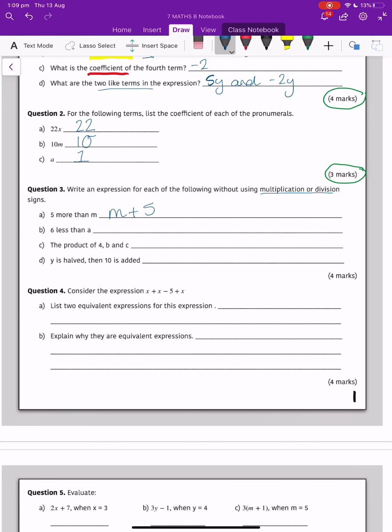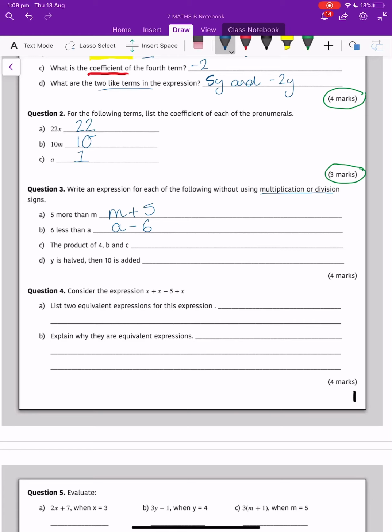6 less than a. Now with this one, you need to say a minus 6 because 6 less than a, okay? It's not the same as saying 6 take a.